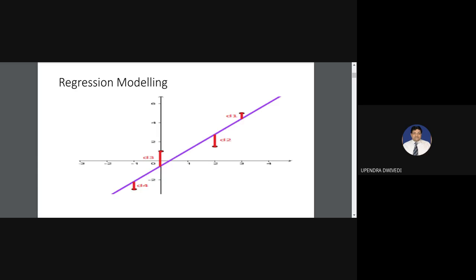because if you try to draw a line, the line should fall like this, going from D4 to D3, then D2, then D1. Then it would satisfy all the points. But initially we have taken a linear line, so there is a difference between the observed and predicted value. Now our task is to minimize this error. If we minimize this error, we'll get a line which has a minimum distance from these observed points. Maybe your line can start from here, go to D2 and D3, and so on.